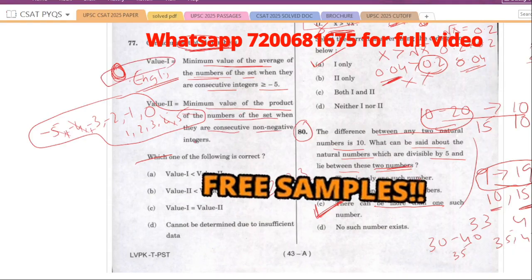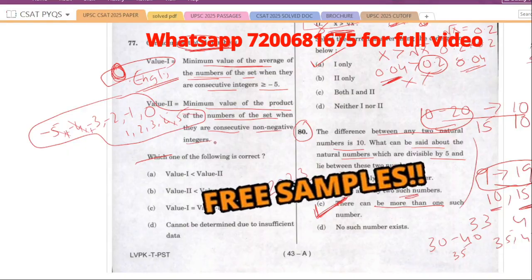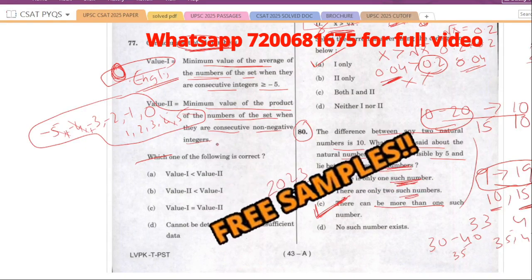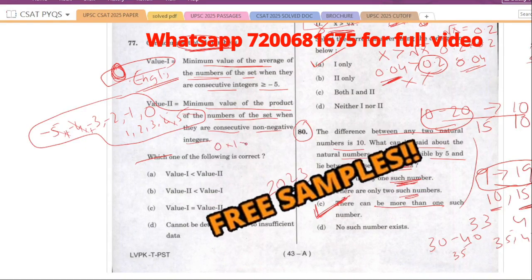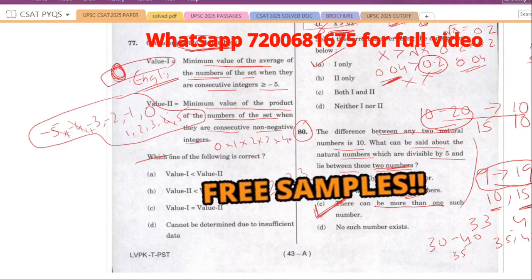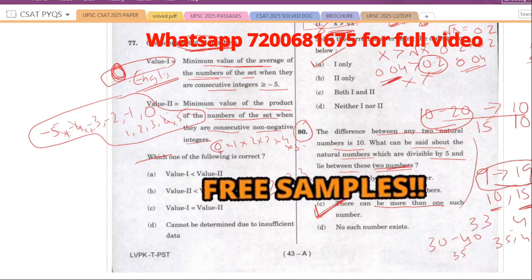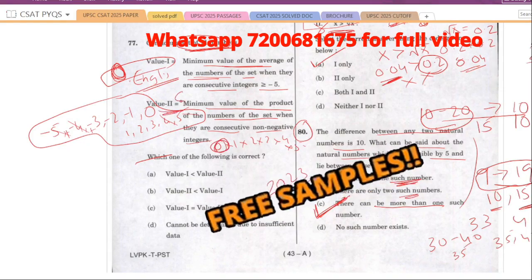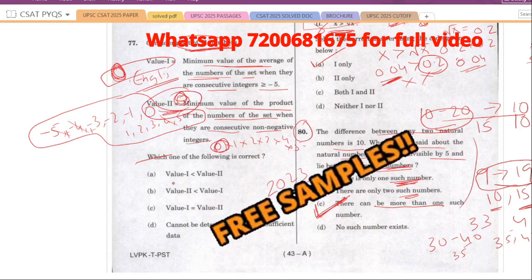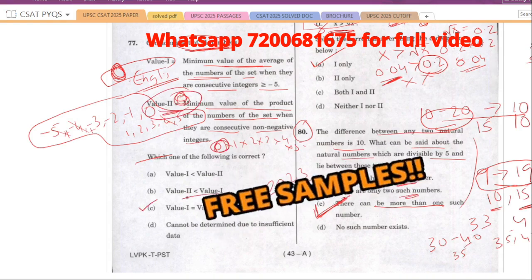Now the second one, minimum value of the product of the numbers of the set when they are consecutive non-negative integers. So now it is non-negative integers. That time you will again start from 0 into 1 into 2 into 3, but no matter how much, even till 11 if you take, because the 0 is there, value 2 also will become 0. So again value 1 equal to value 2.